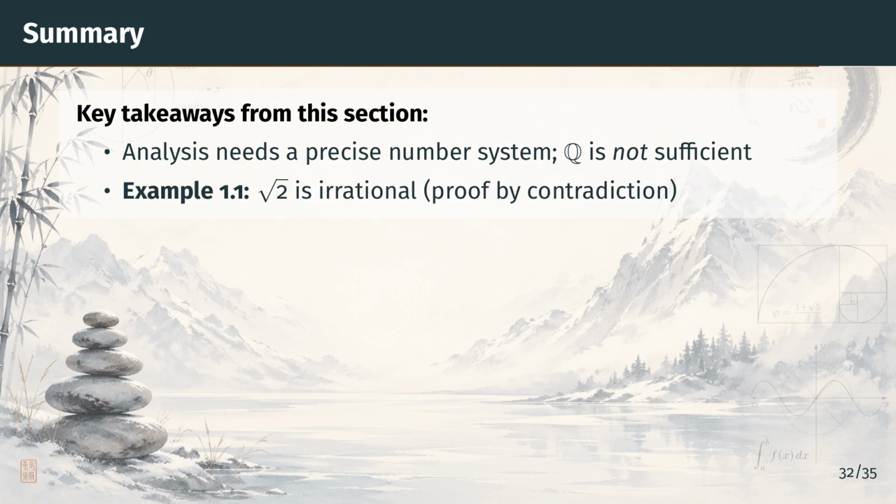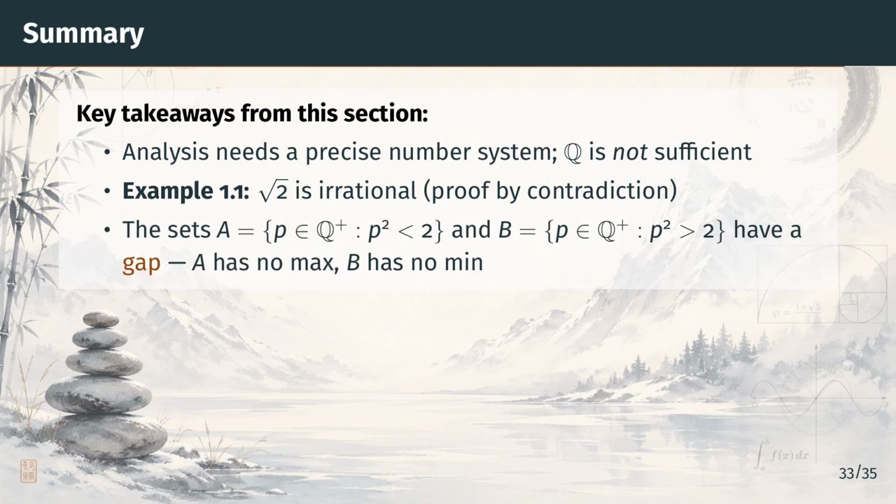We proved in Example 1.1 that the square root of 2 is irrational using a classic proof by contradiction. If p squared equals 2 and p equals m over n, then both m and n must be even, contradicting our assumption. We then saw that the sets A and B of positive rationals whose squares are less than or greater than 2 have a genuine gap between them, with no rational number sitting at the boundary. A has no maximum, and B has no minimum.